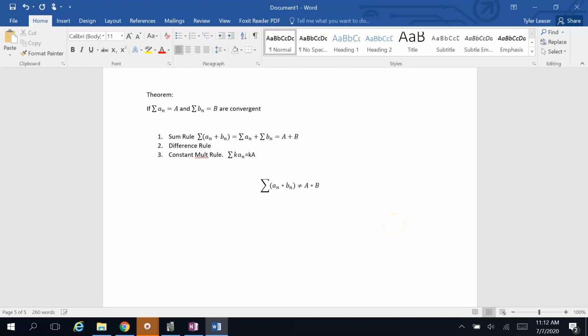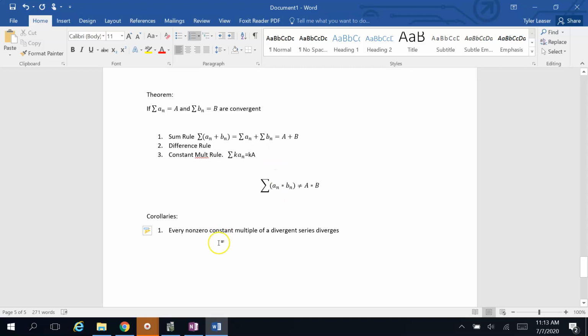Okay. From these three rules up here, there's actually some corollaries that we could write down. A corollary is just kind of an addition to a theorem. So here are the two additions. Every non-zero constant multiple of a divergent series diverges.